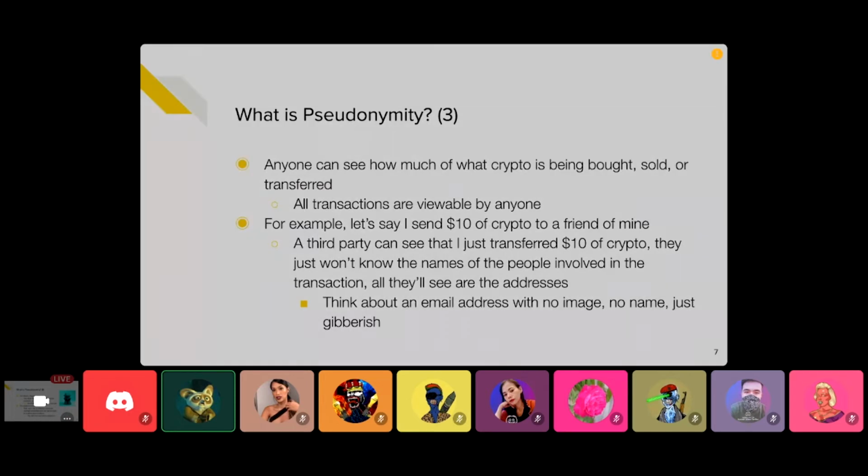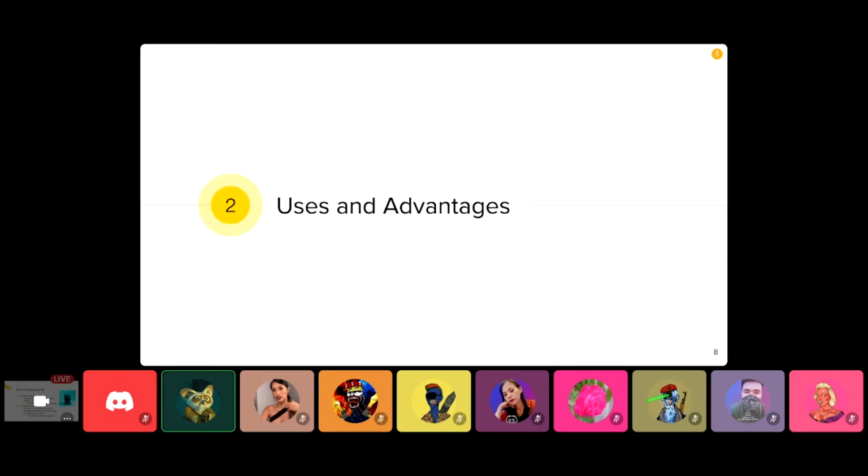And next, I think Samuel will talk about some of the uses and advantages of crypto and why people enjoy using them to transact with each other.